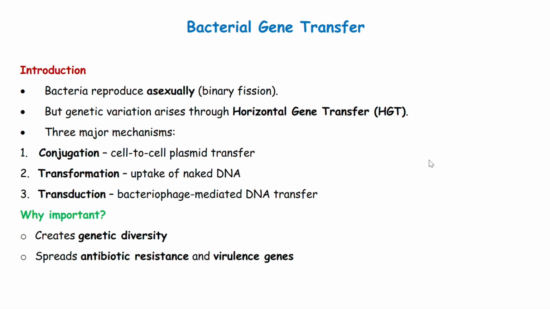It happens in three main ways. Conjugation is when two cells connect through a pilus and exchange DNA. Transformation is when a cell picks up naked DNA fragments from the environment. Transduction is when viruses that infect bacteria, called bacteriophages, carry DNA from one cell into another. These processes are powerful because they give bacteria new abilities like antibiotic resistance or toxin production, making them stronger and harder to fight.